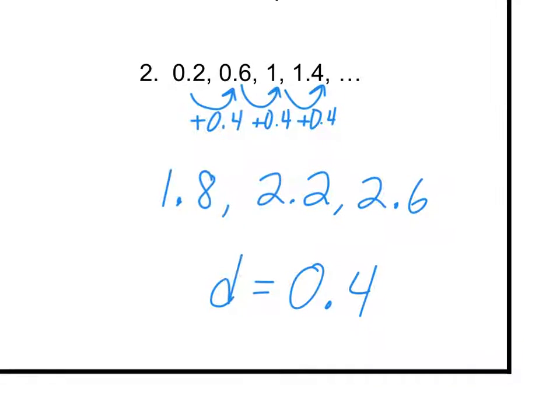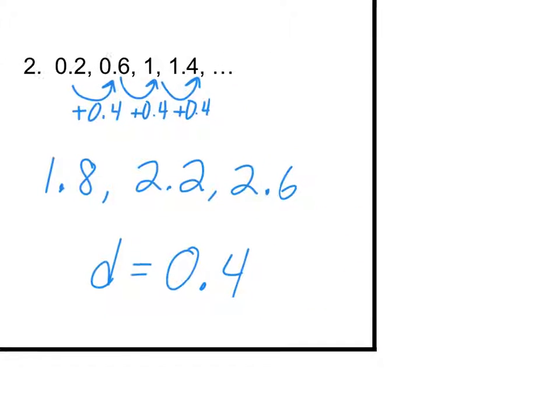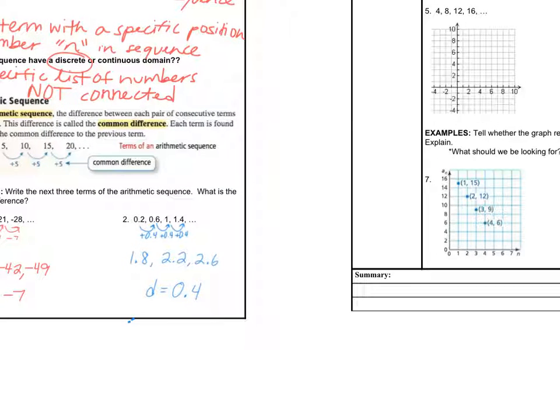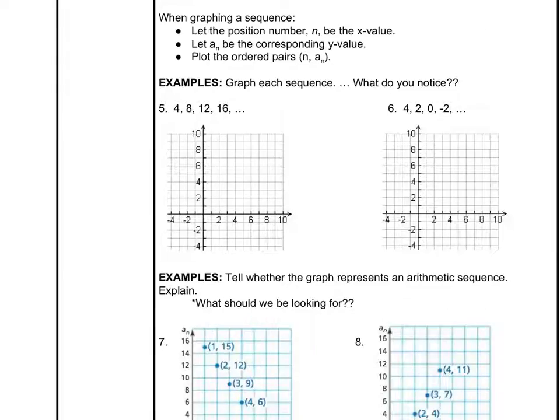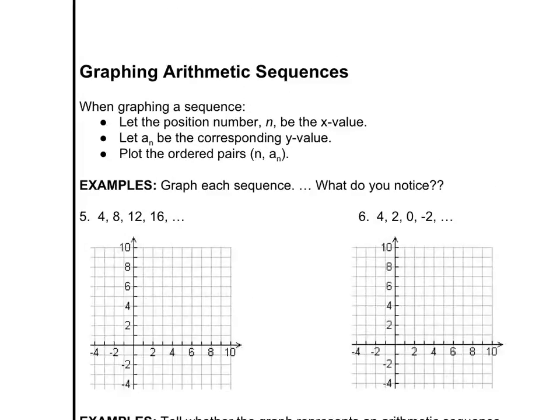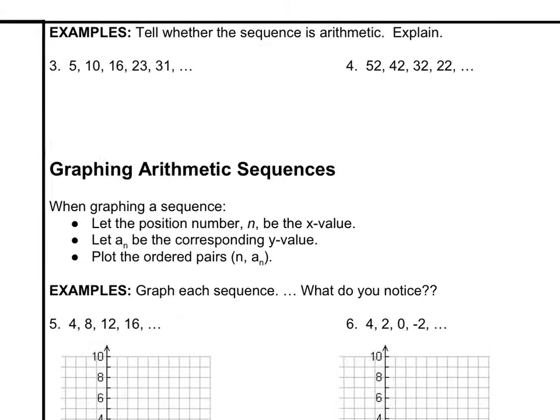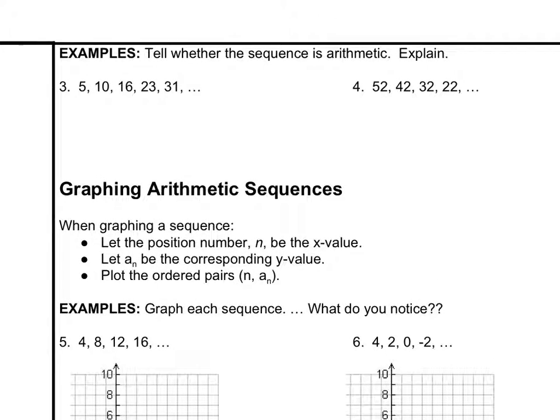Tell whether the sequence is arithmetic. Okay, can you please work on those with your partner and please talk to them. If you don't have a partner right next to you today, you could turn around and talk to people behind you. Look at those sequences, decide, are they arithmetic? Explain why or why not. Go.